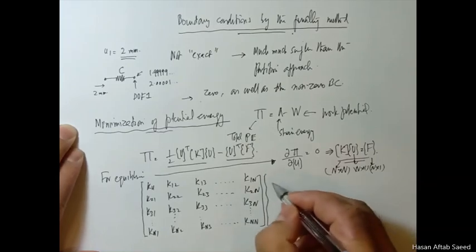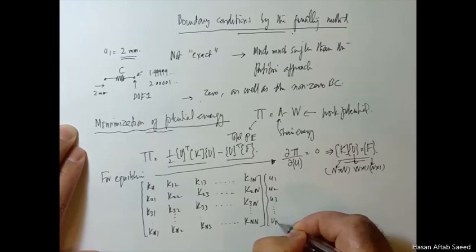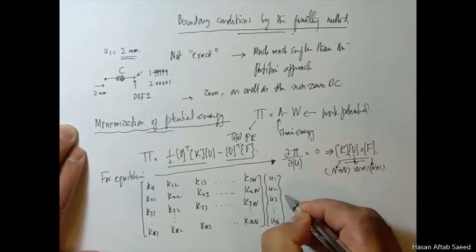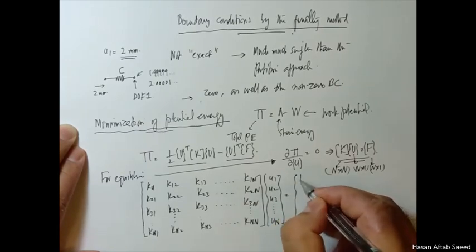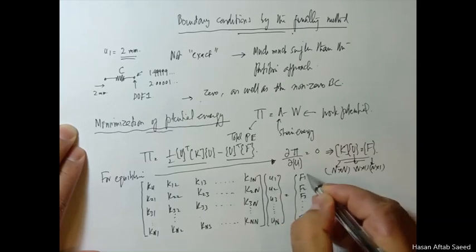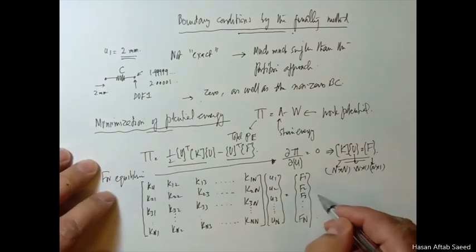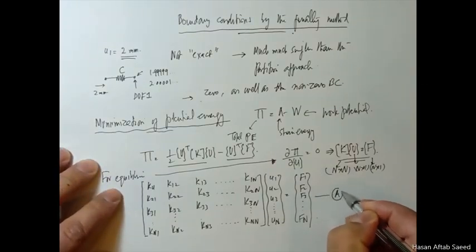And the U matrix, U1, U2, U3, and so on up to Un. Similarly, the force vector F1, F2, F3, Fn. So this is as far as this expanded form of this is concerned. It's very familiar to you. Nothing new about this. Now, let's call this A, because we are going to use it next.